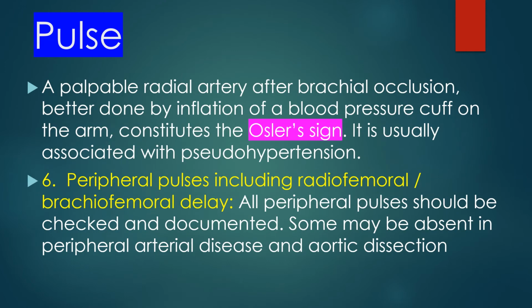A palpable radial artery after brachial occlusion, which is better done by inflation of a blood pressure cuff on the arm, constitutes the Osler sign. It is usually associated with pseudohypertension. Peripheral pulses, including radiofemoral and brachiofemoral delay, should be documented. All peripheral pulses should be checked and documented. Some may be absent in peripheral arterial disease and aortic dissection.